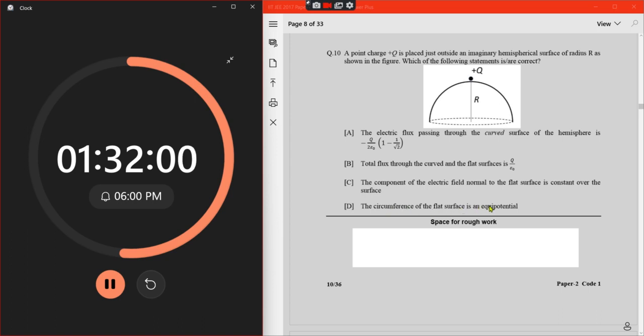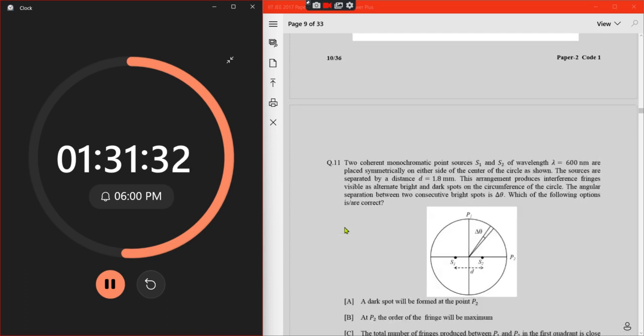Circumference of the flat surface is an equipotential. Yes, that is circumference. Wait, what do you mean by circumference of a flat? Oh, flat surface. Sorry. Is an equipotential what? Line path? I guess you could say so. So D looks correct. Yes, D looks correct. This is wrong. This is wrong. So A and D. Next question.